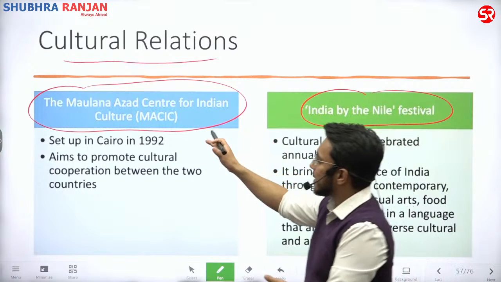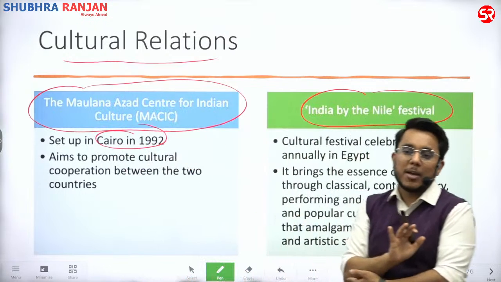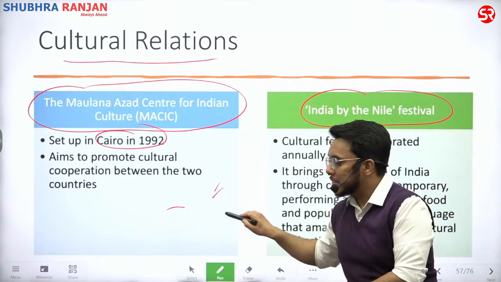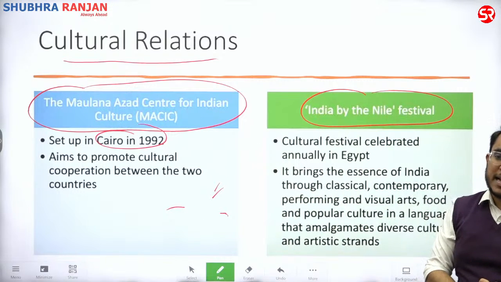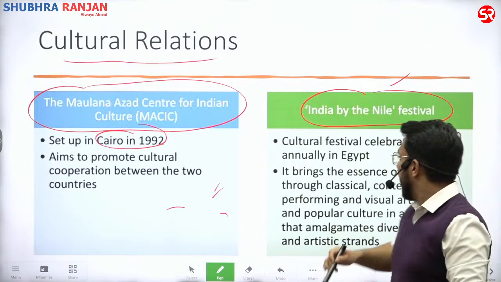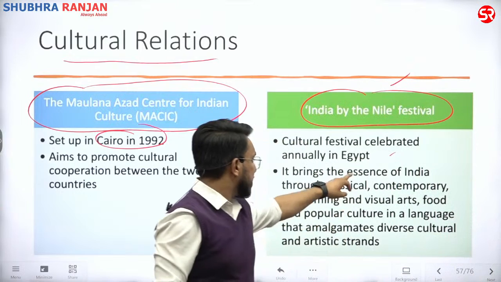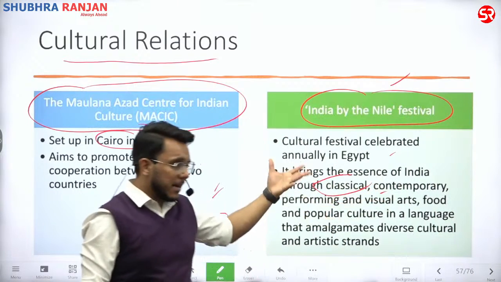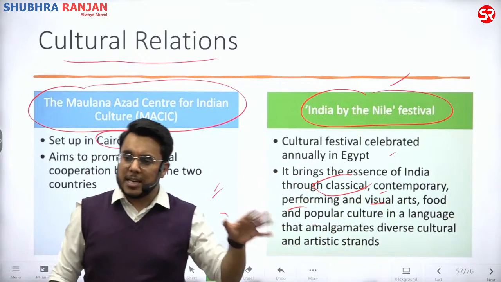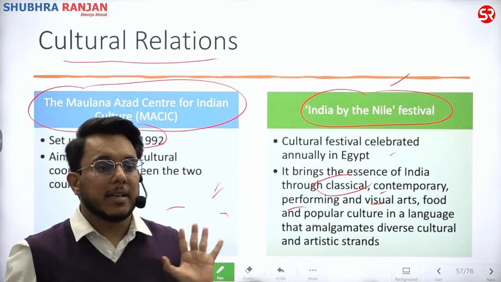So the Maulana Azad Center for Indian Culture has been operational in Cairo, Egypt since 1992, and it helps to enhance the cultural cooperation between India and Egypt. And at the India by the Nile Festival, India's classical and contemporary performing arts, visual arts, food, and popular cultures are showcased. So it is a mega carnival, a mega festival that is held in Egypt.